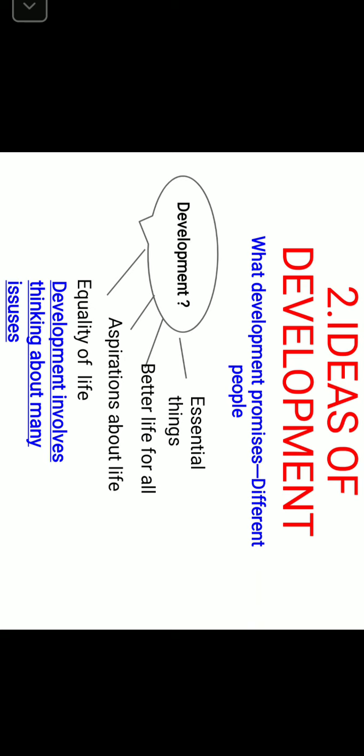Development involves essential things which are needed for all, and for some people development also involves better life for all. It also involves aspirations about life and equality of life. All these are part of the development. So defining development is not an easy thing. Development involves thinking about many issues, some of which I mentioned here.